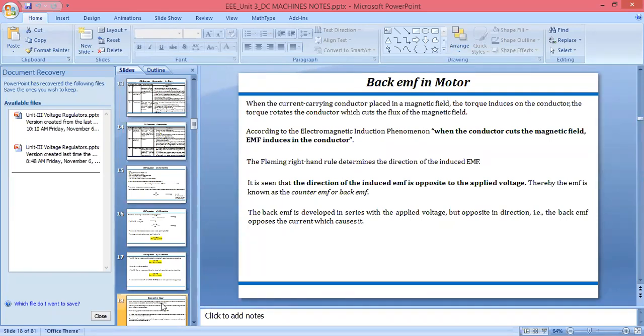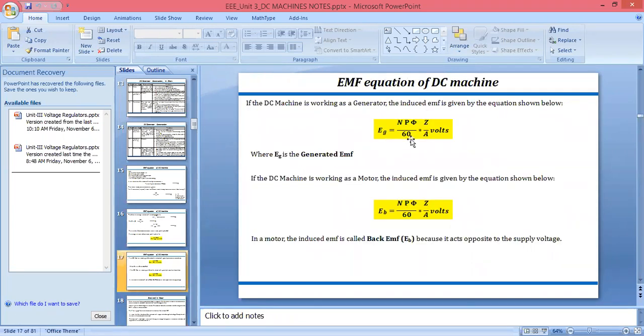So Faraday's first law क्या बोलता है? If there is a magnetic flux, EMF will get induced. And Faraday's second law states that the magnitude of EMF induced in a coil is equal to the rate of change of flux with respect to time. So here we will get the equation of the EMF.